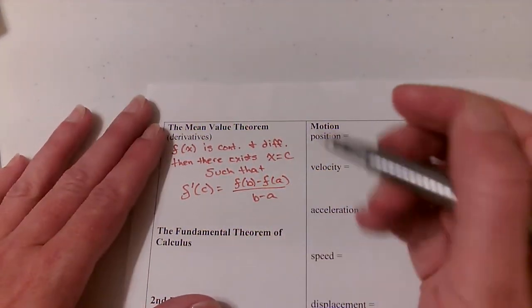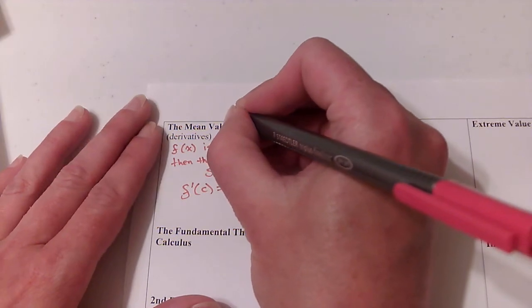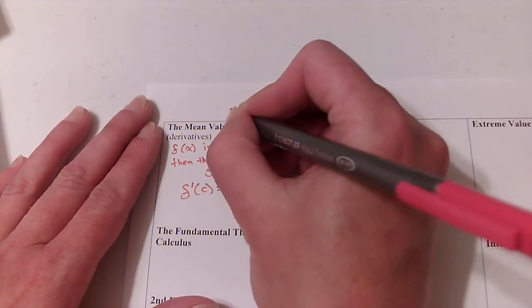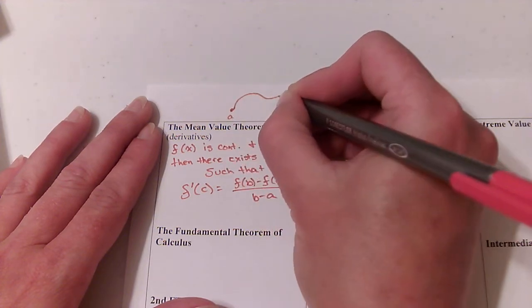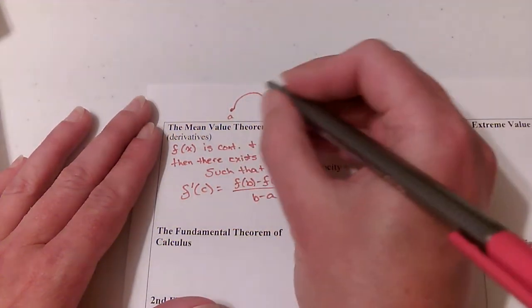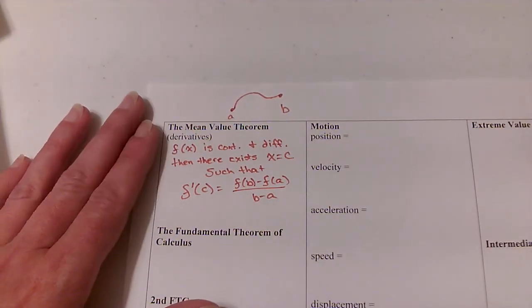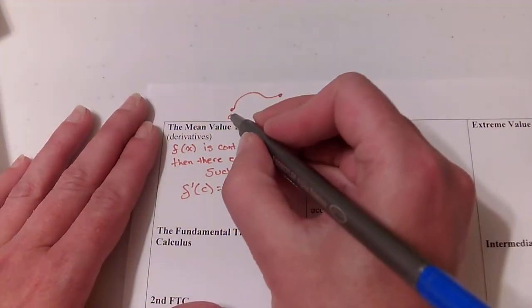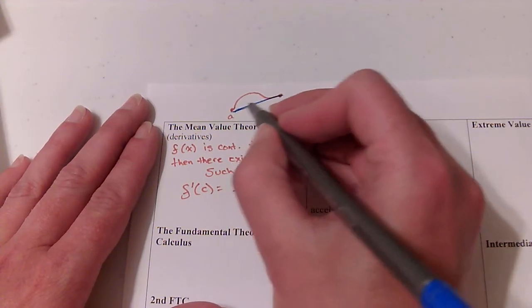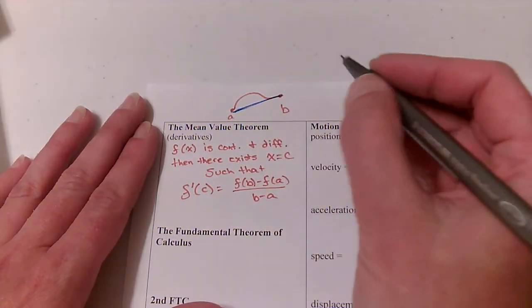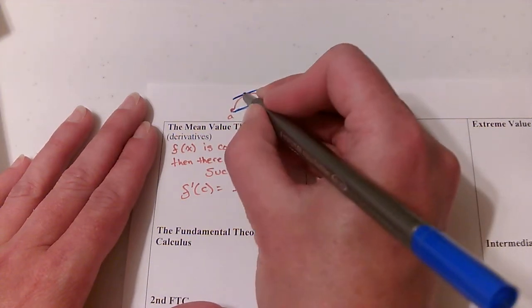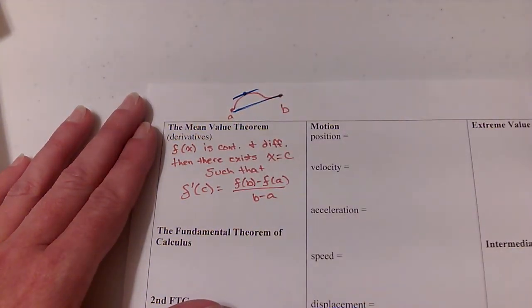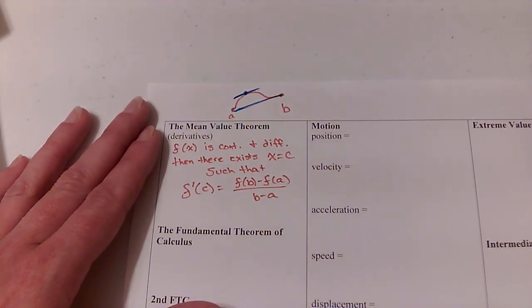Let me explain what that one means. It means if I have a function, and let's say here's a, and here's b. There's some other x value that if I figure out the slope between a and b, I can find some point on that graph that has the same exact slope. Makes sense, huh? Try drawing it where it doesn't exist. Bet you can't.